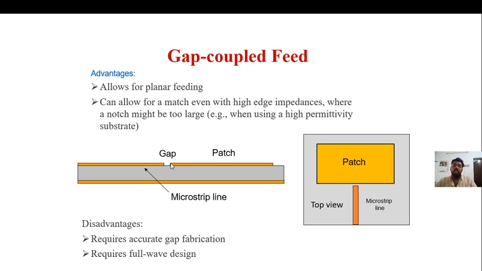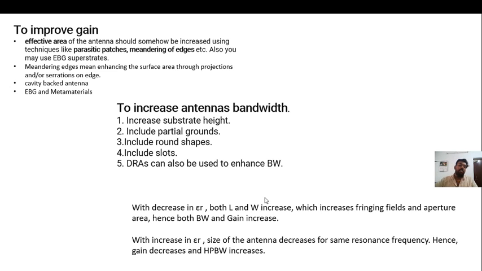And gap coupled, here the gap is very important while fabrication. If the gap is not properly maintained during fabrication, then the patch does not work correctly. So it allows planar feeding, and the high edge impedance can also be matched with the help of the gap, and it requires accurate gap fabrication, as you know. Right. So these are some of the findings that I came across while doing my research.